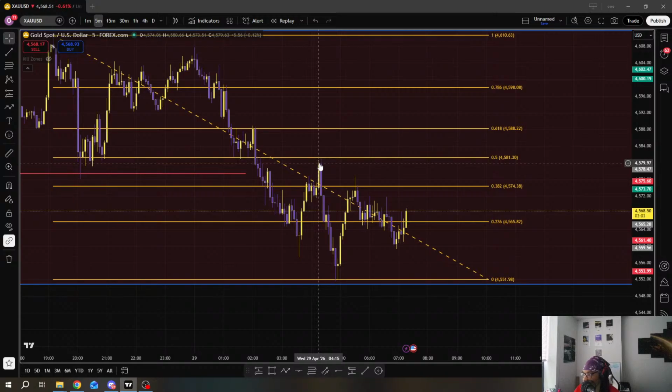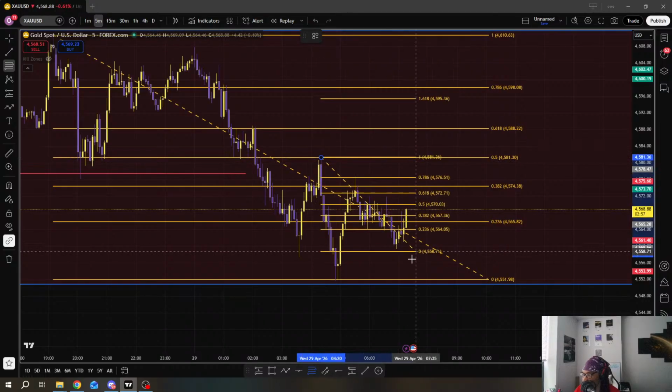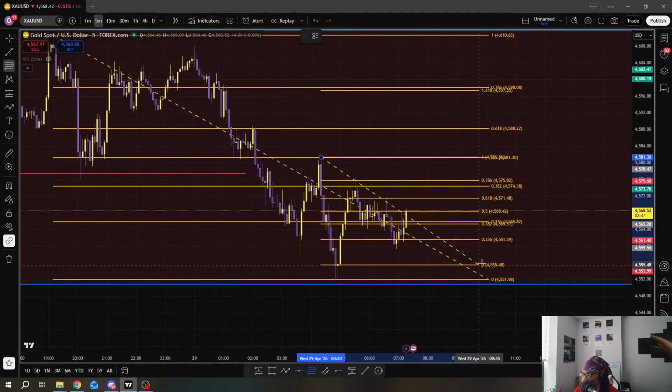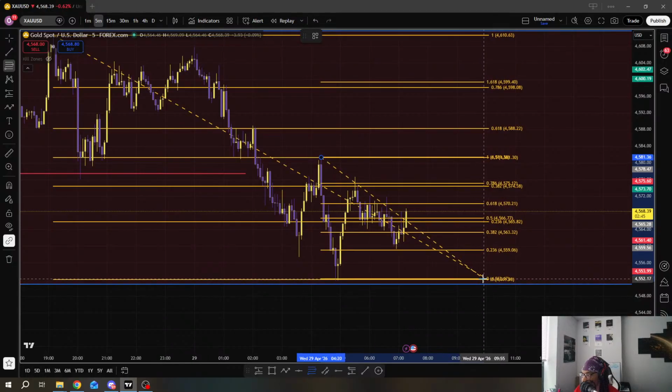When the fib structure is coming from this candle all the way down to this candle, you can see that we're approaching the golden zone. That 0.618 is a really good zone. They say that's a very good entry zone when you take entries. 0.618 is a very good entry zone.